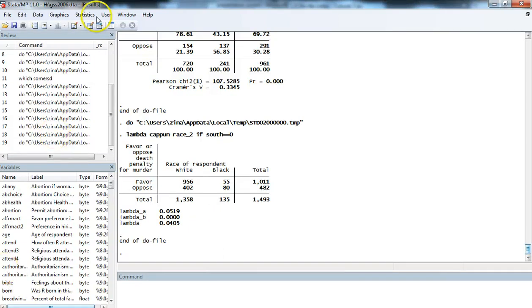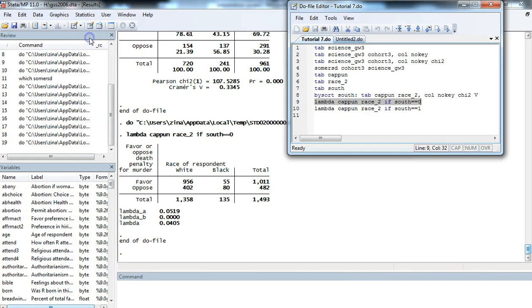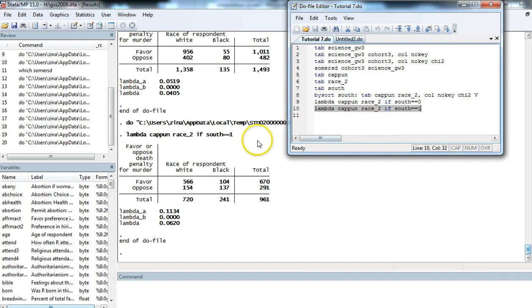Let us also do the same for south equals 1. And we run the same command, but this time if south==1. And here we see that by knowing race, we can increase our predictive power by about 11.34% among Southerners, a higher percentage than among non-Southerners.